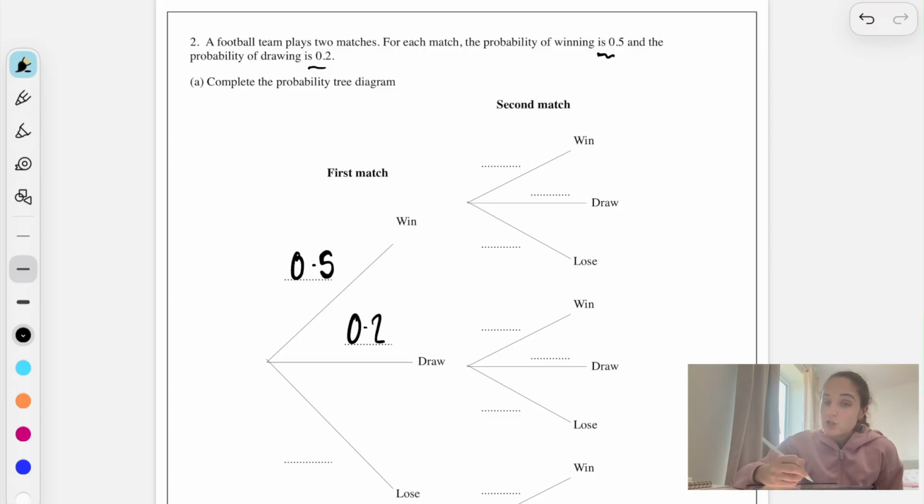So now probability should always add up to 1. So all of the branches should always add up to 1. So 0.5 plus 0.2, that's 0.7. And what's left is 0.3. So we're going to have 0.3 over here.